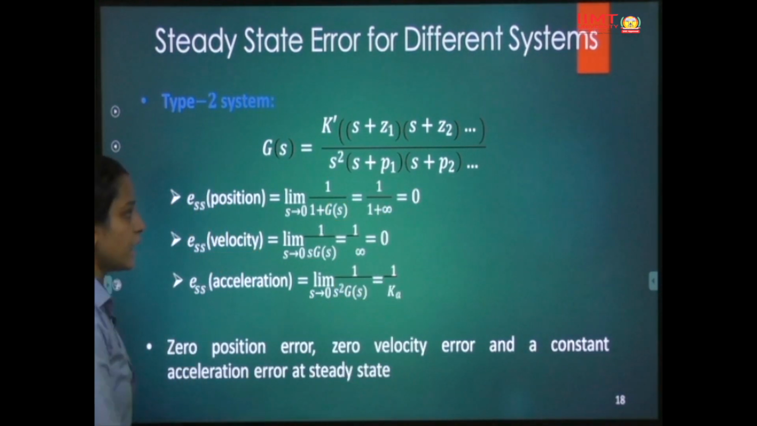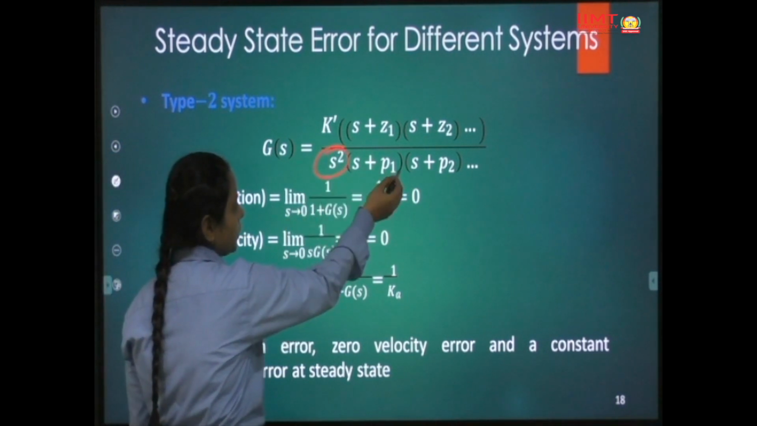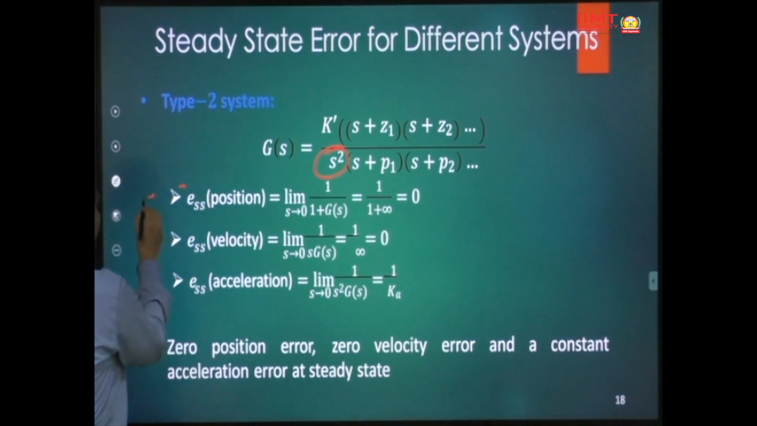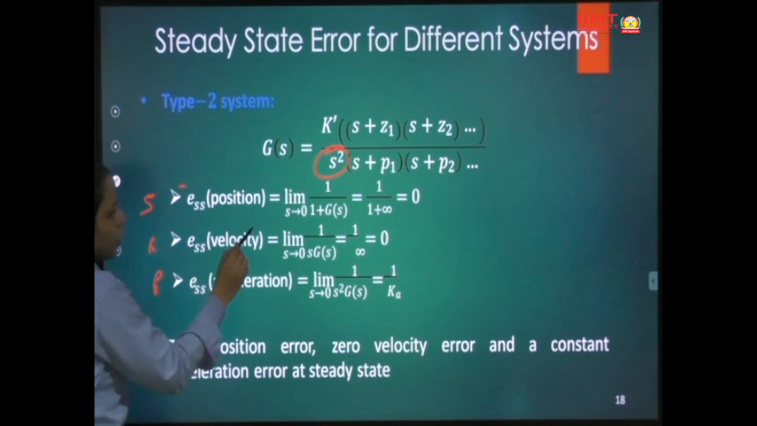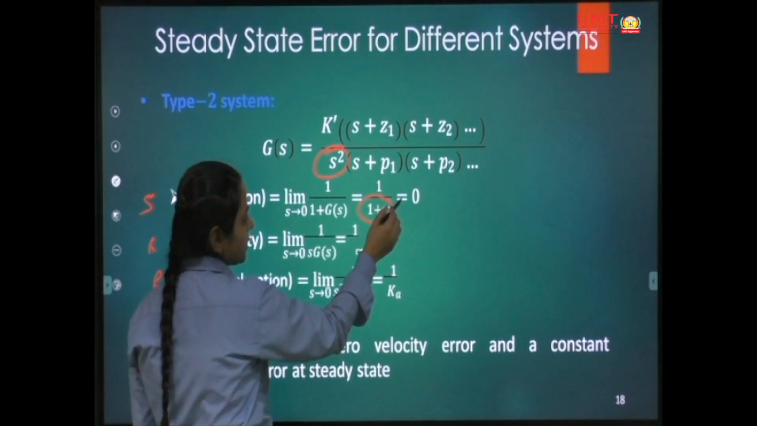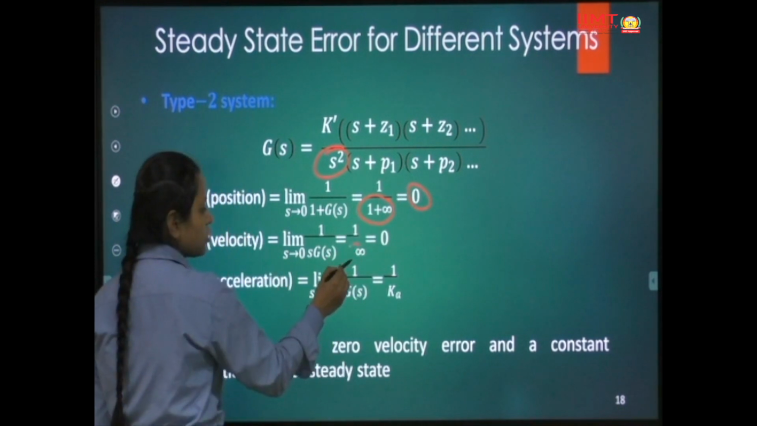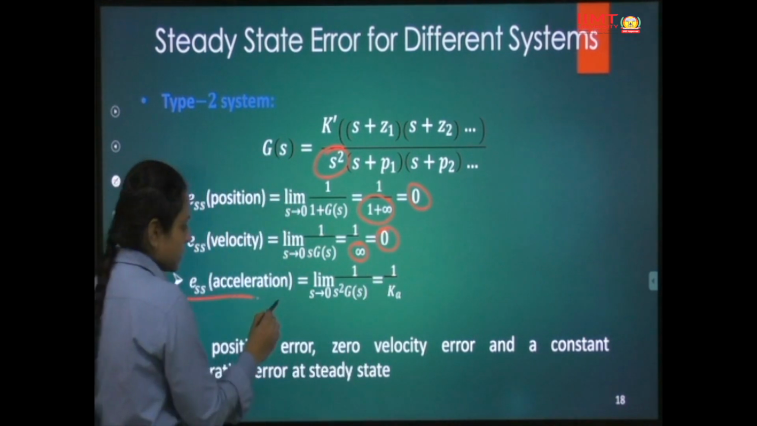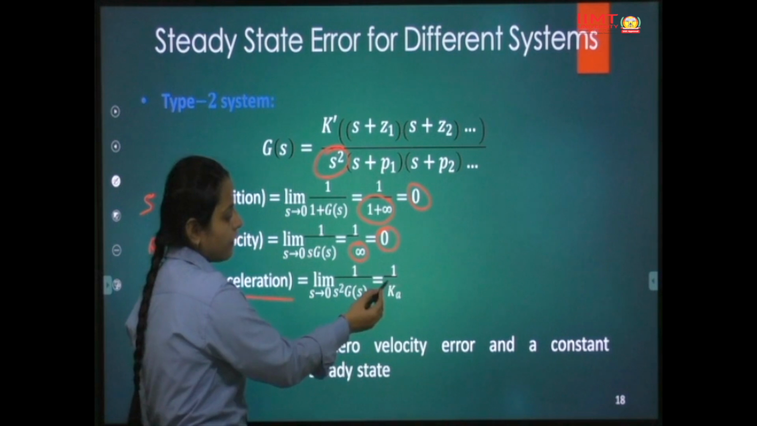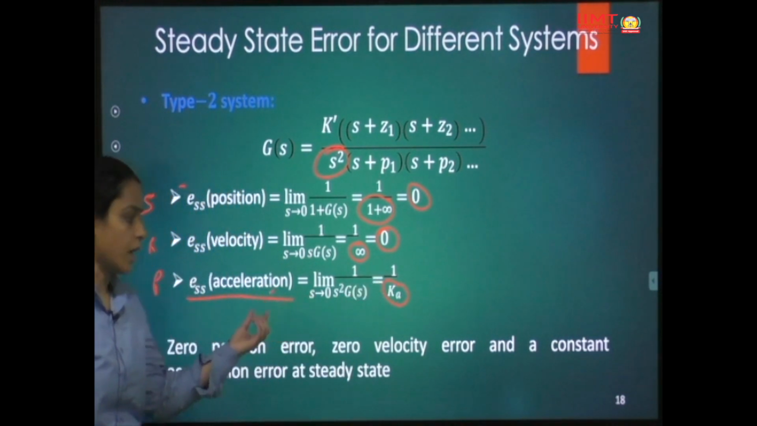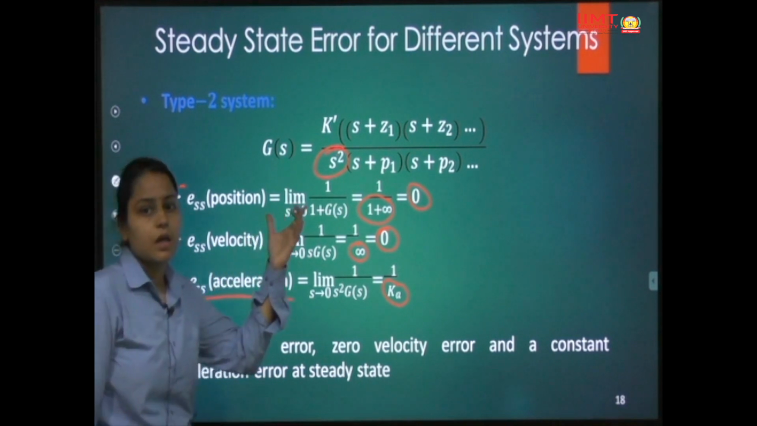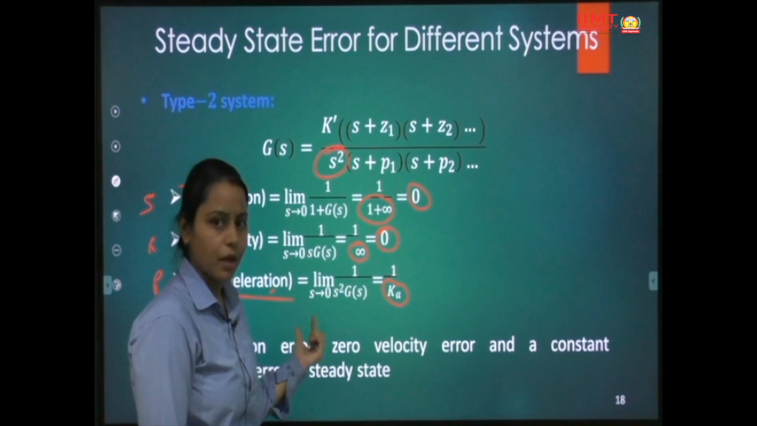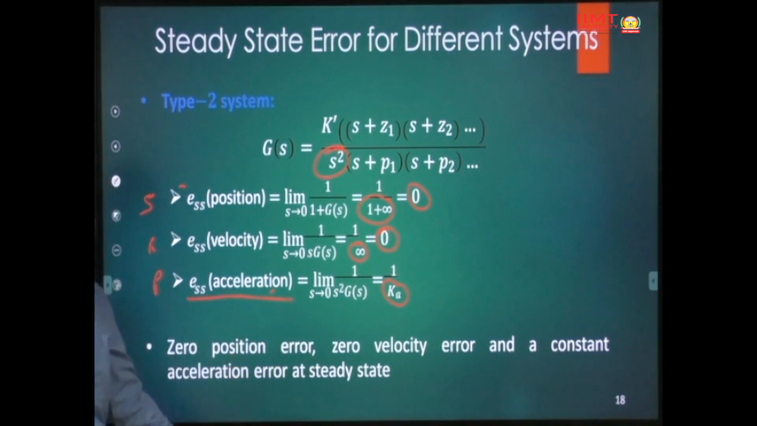For a type 2 system, when n is equal to 2, this is the particular transfer function. Again for different inputs, step, ramp and parabolic, Kp becomes infinite, so the error becomes 0. Kv would also become infinite because here we have s square and here a single s, so the error would also become 0. And for acceleration or parabolic input, we would have a finite value of Ka, so a finite steady state error. So for a type 2 system, when we apply step input or ramp input, we get a 0 steady state error, and when we apply parabolic input, we get a finite steady state error.